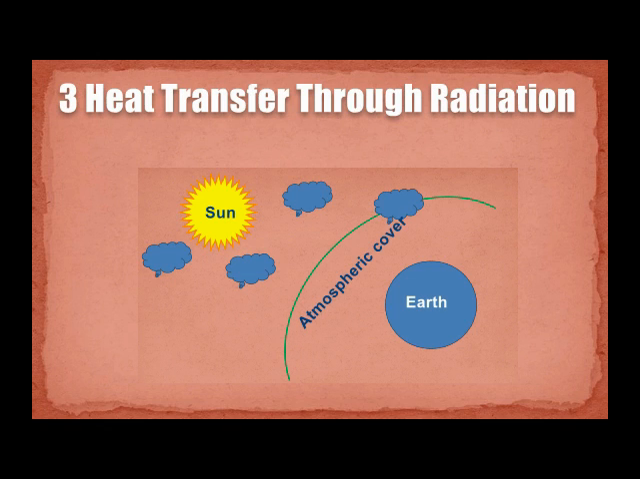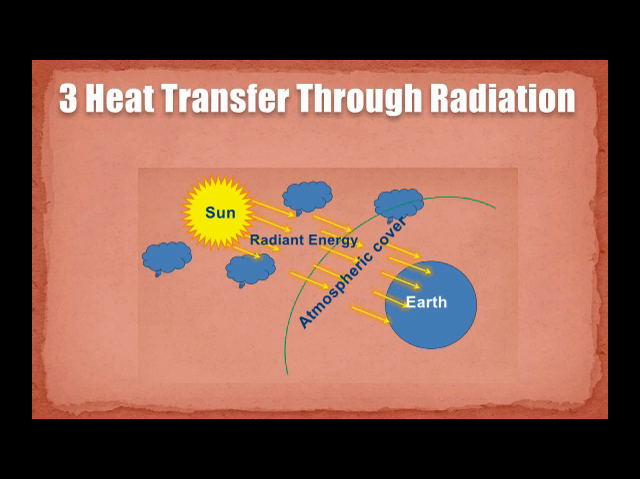Now the last one, radiation. What is radiation? Let us see the example of the sun, earth and the atmospheric cover. Friends, beyond the atmospheric cover, there is no medium to transfer heat. But again, the radiant energy from the sun reaches the earth. Why does this happen? This is because of the process of thermal radiation. Yes, thermal radiation is something which does not require any material medium to transfer heat.